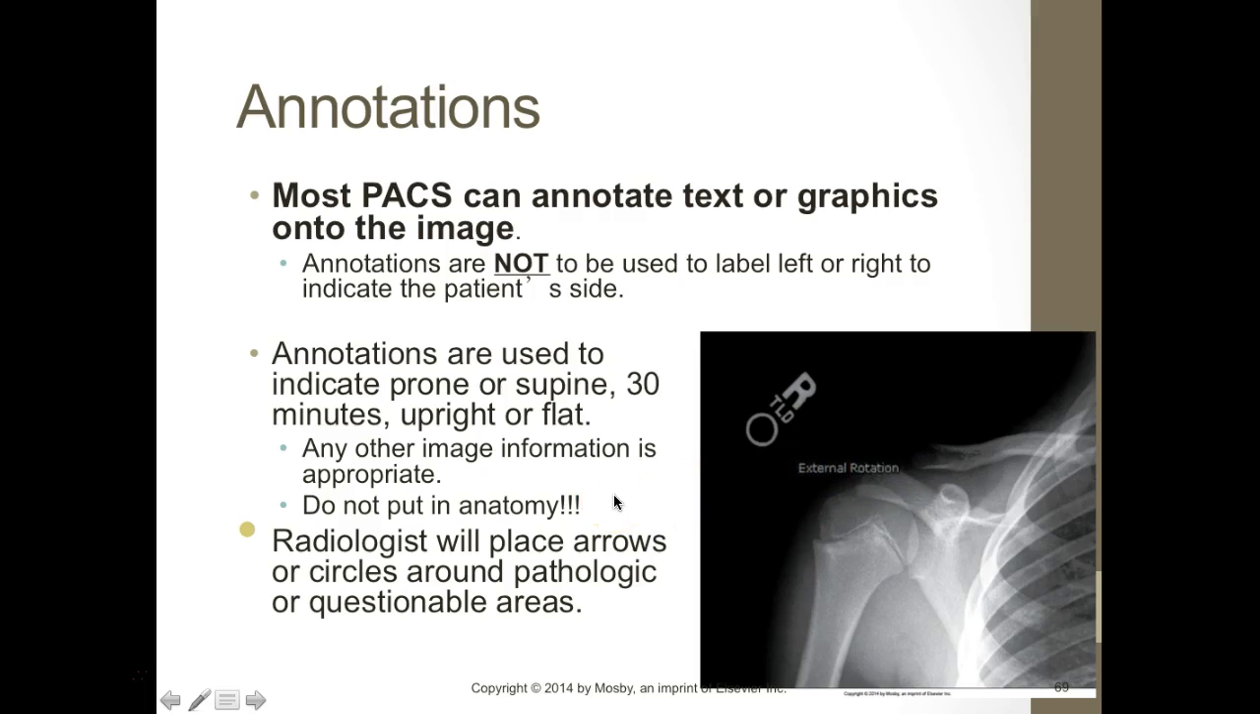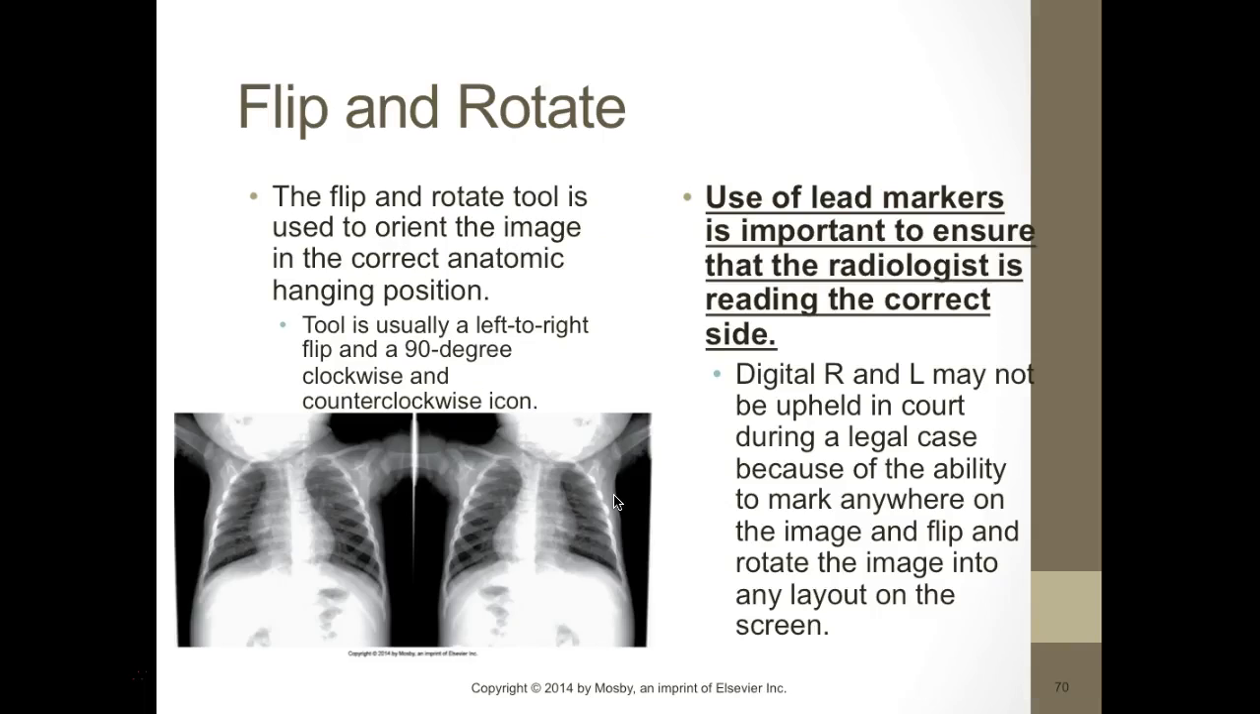So the radiologist will place circles and arrows and stuff around areas that they want to point out to the referring doctor. So flip and rotate, you guys are probably familiar with this. The flip and rotate tool is used to orientate the image so it's hanging the proper way. So if you have your cassette upside down, you're able to flip it. The use of lead markers is important to ensure that the radiologist is reading the correct side.